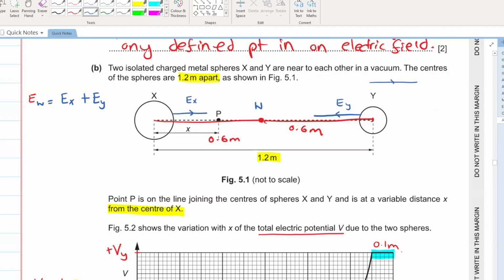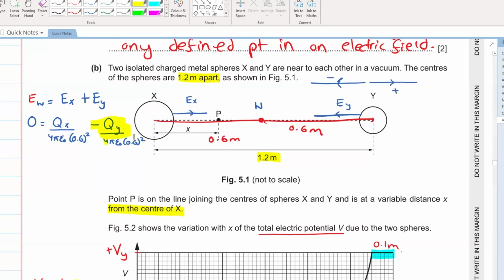Now let's assume the right hand side to be positive, left hand side to be negative. Now at point W your electric field strength is 0. Electric field strength due to X will be Q, the charge of X, divided by 4 pi epsilon naught multiplied by 0.6 squared. Electric field strength due to Y will be negative of the charge at Y divided by 4 pi epsilon naught multiplied by 0.6 squared.